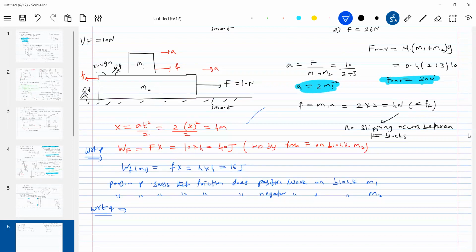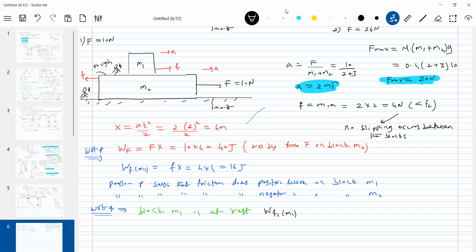Person Q, what does he comment? Block is at rest. Person Q, what does he say? Block M1 is at rest. That's all, no? Then what is the work done by friction on the block M1? According to person Q it will be zero, no?